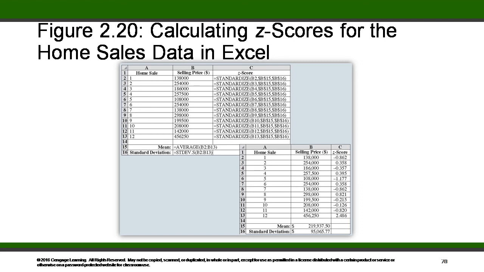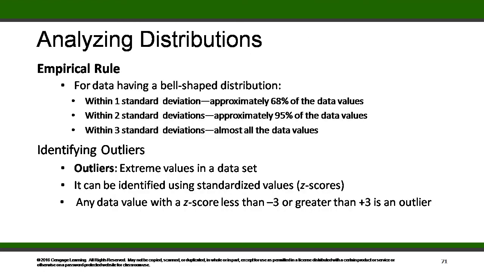Empirical rule. For data having a bell-shaped distribution, within one standard deviation there is approximately 68% of the data values. Within two standard deviations, there is approximately 95% of the data values. Within three standard deviations, almost all the values. Identifying outliers. Outliers are extreme values in the dataset. They can be identified using standardized values or z-scores. Any data value with a z-score less than -3 or greater than +3 is an outlier.